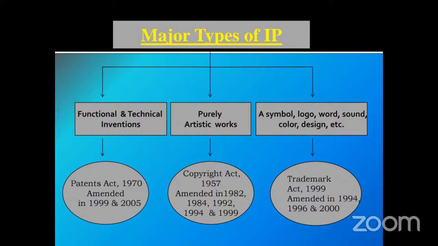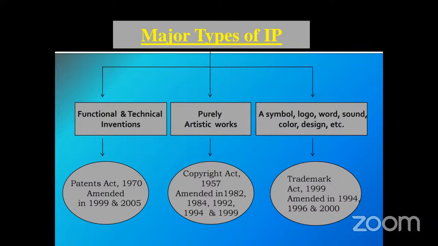Then there is another form of intellectual property, that is artistic work. I told you about books, music, CDs. That artistic work can be protected by the Copyright Act. The original Copyright Act was given by the Government of India in the year 1957.